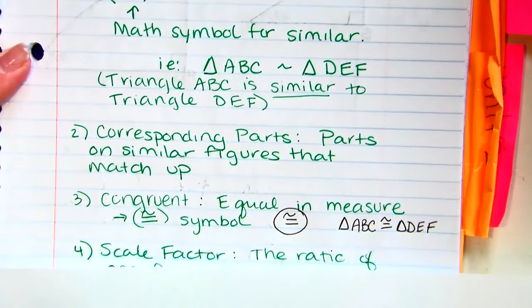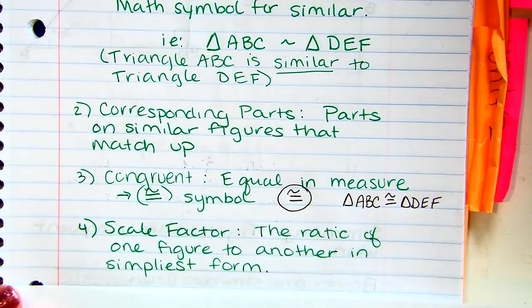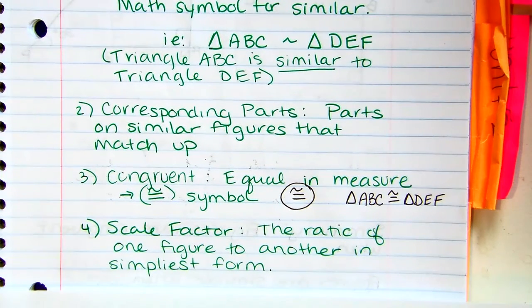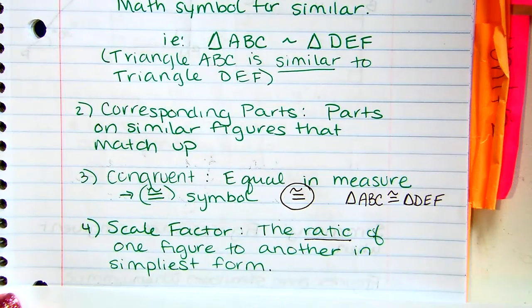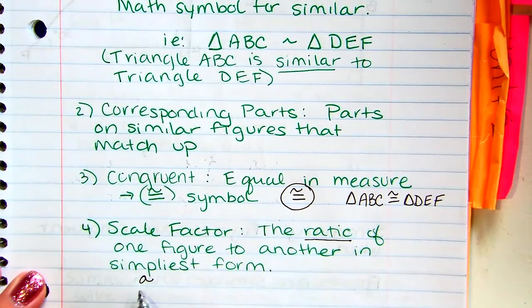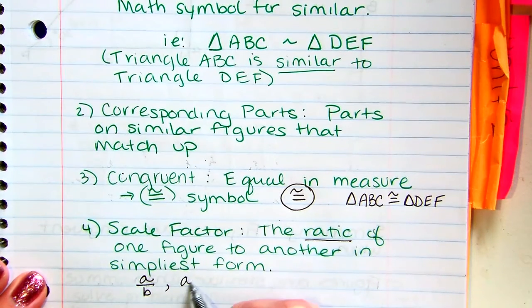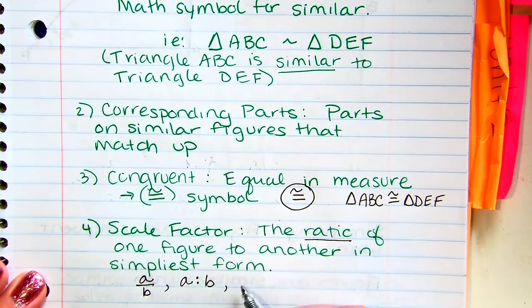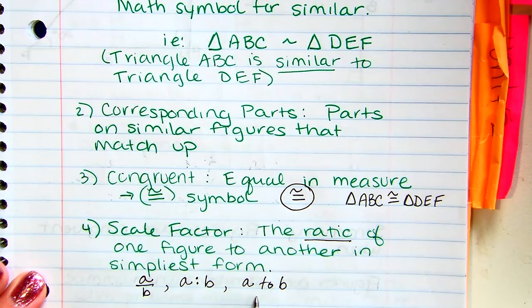Last vocab word for today is scale factor. The scale factor is the ratio of one figure to another in simplest form. So again, a ratio is our key word here, and ratios can be written as fractions, like A over B. They could also be written with a colon, like A to B, or they could be written in word form, like A to B. When you're writing your ratio of the scale factor, any one of these three forms is appropriate.